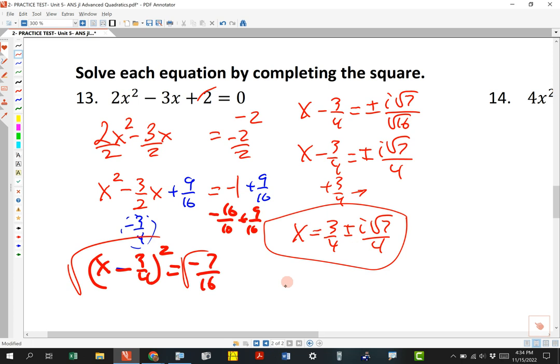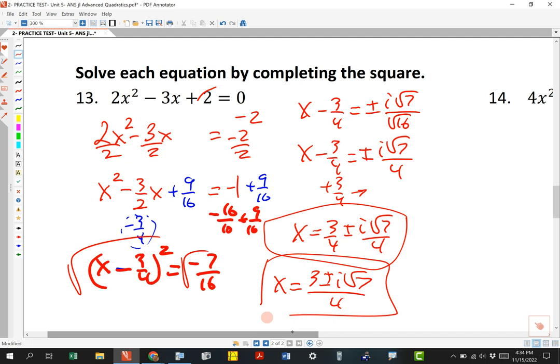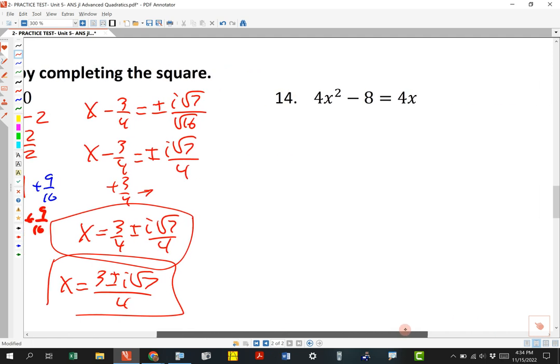You could also, because they already have a common denominator, write it like this: plus or minus i radical 7, all of that over 4. Either one of those is going to be fine, okay? And then we'll take a look at the next one.